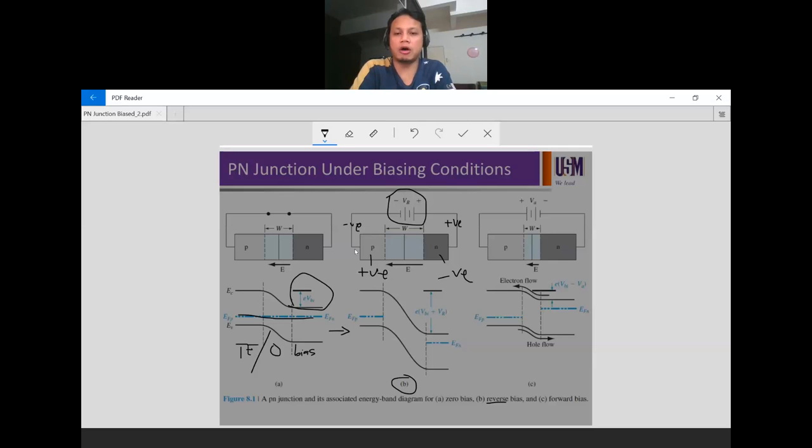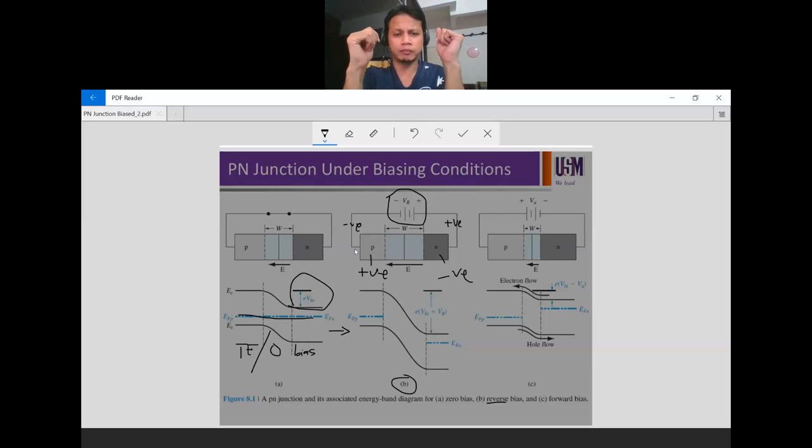Will it attract or will it repel? Tarik, right? It will attract. So when the negative terminal is connected to the p-type, which has holes as the majority carrier, it will attract the holes to the end of the p side, away from the PN junction, towards the quasi neutral region, right? It will attract towards the quasi neutral region, and the same goes for the n-type.